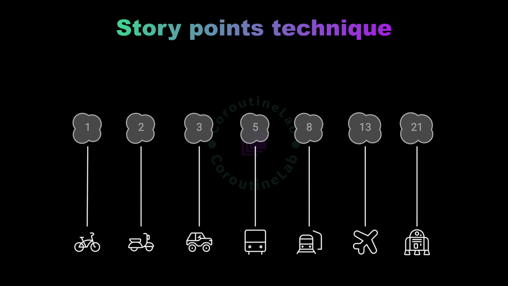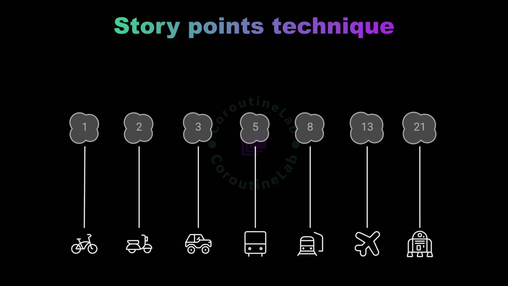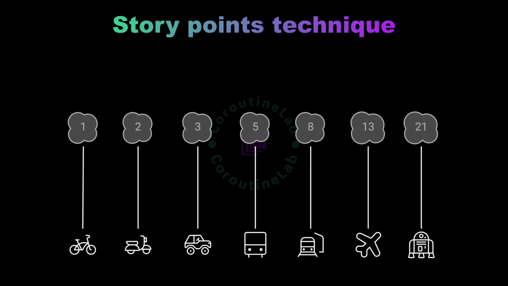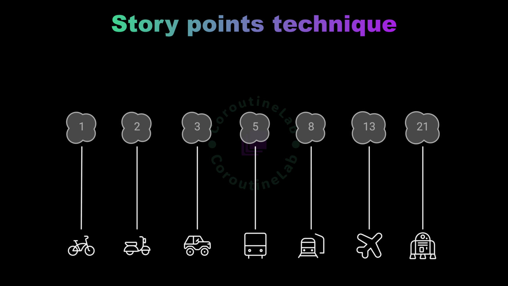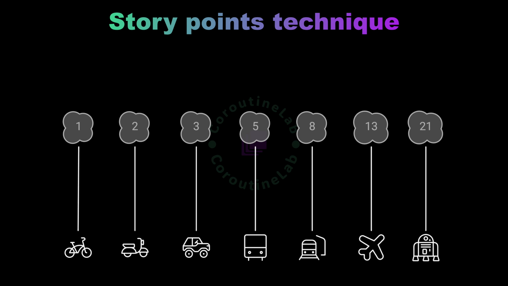For example, if you assign a 1, it typically means the story is simple and can be completed in a few hours to a day. As the complexity or effort increases, you assign larger numbers like 3, 5, or higher.